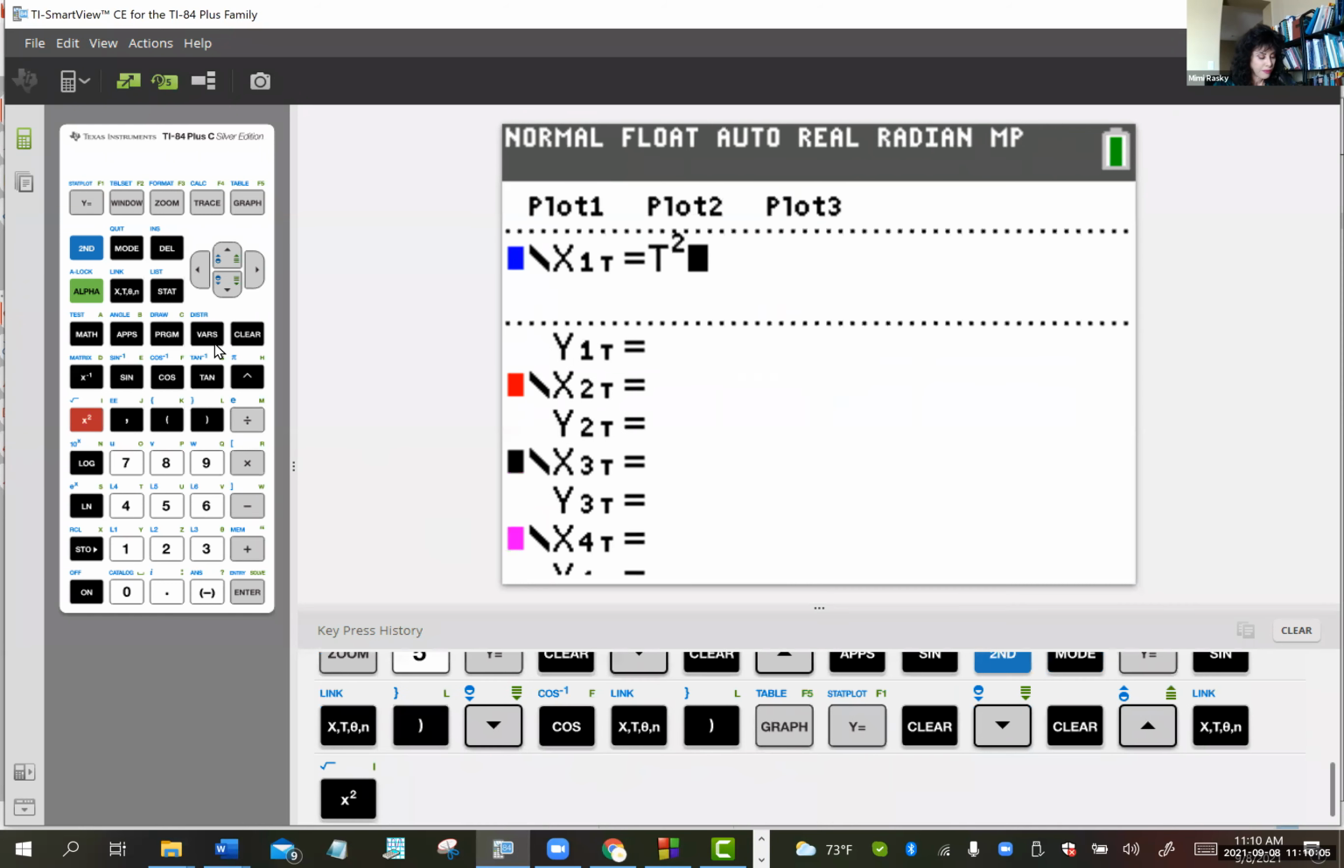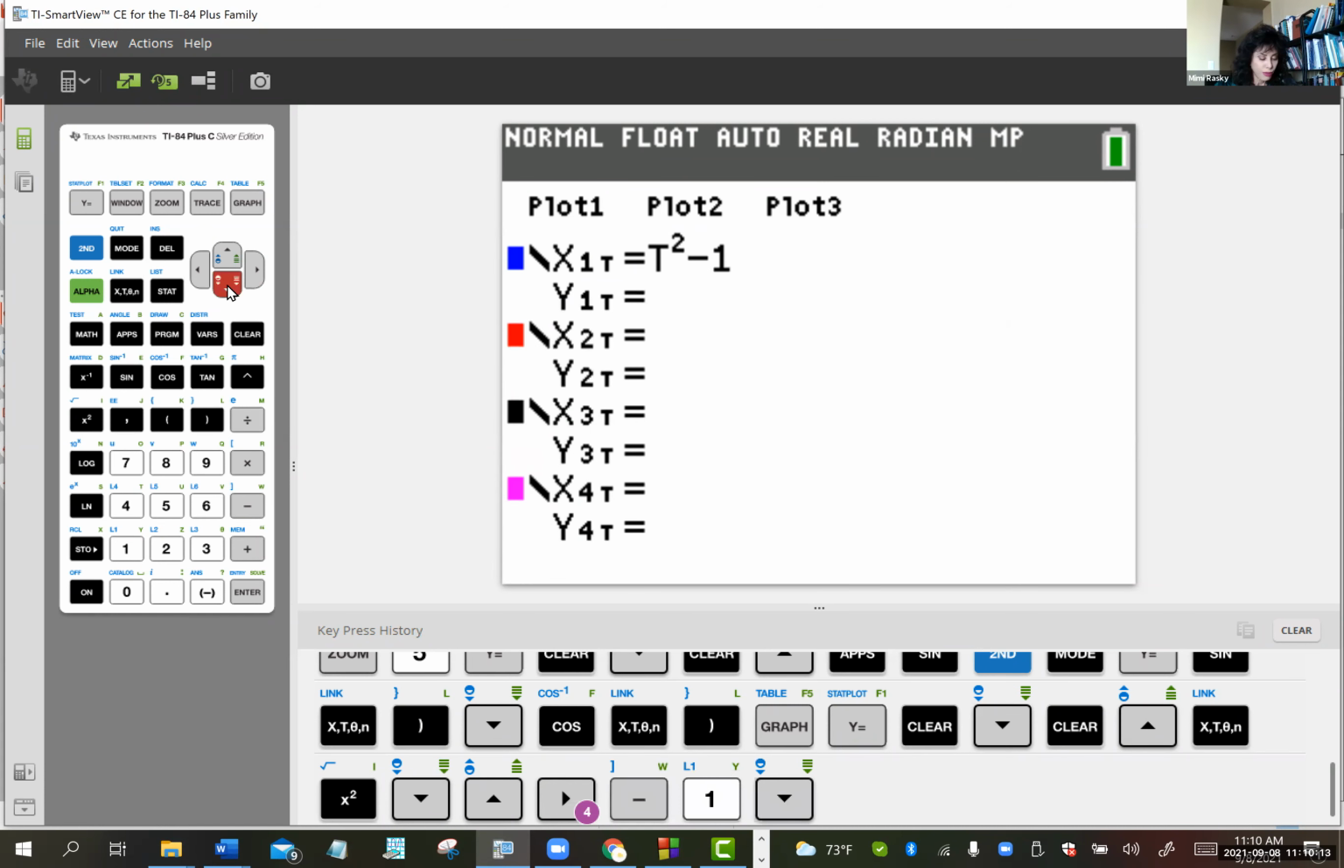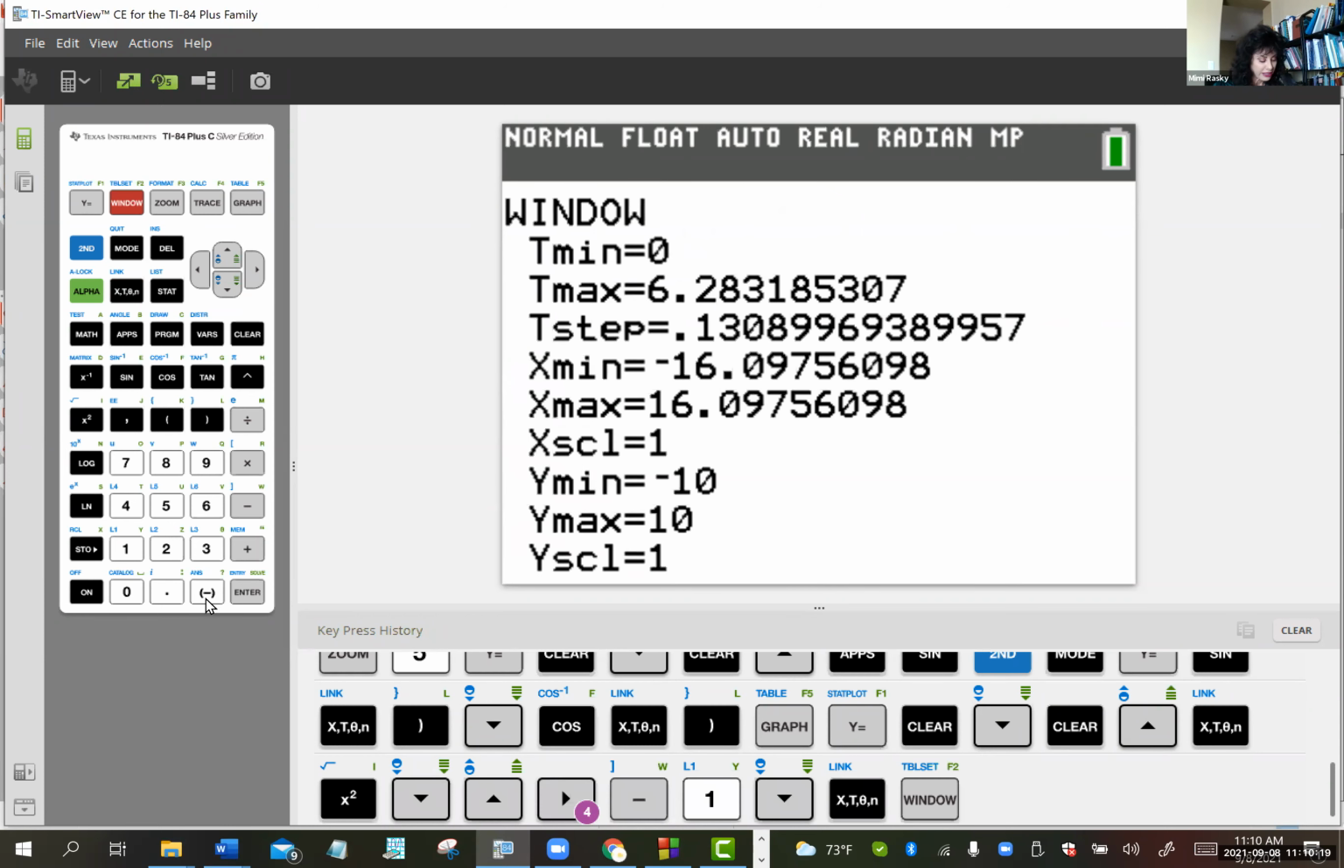t squared. Oops, I forgot. I had to do a -1 too. Sorry, -1. And then the other component was just t. Go back to your window because you may want to change your t minimum back to -10 seconds so you capture the whole picture. Otherwise, you only get a portion of the curve.